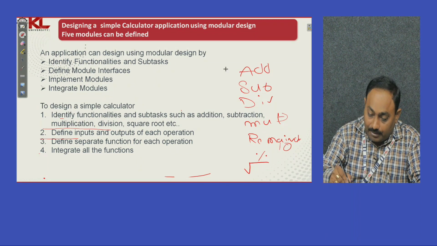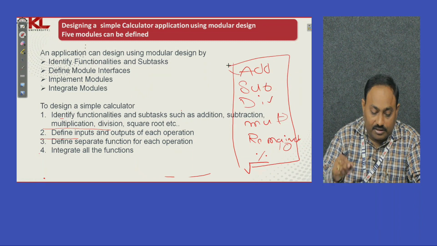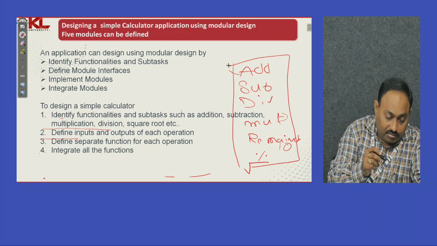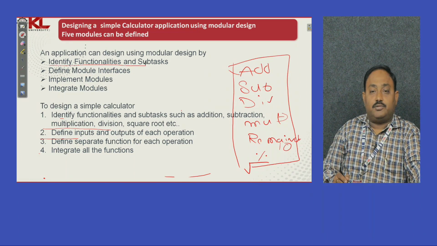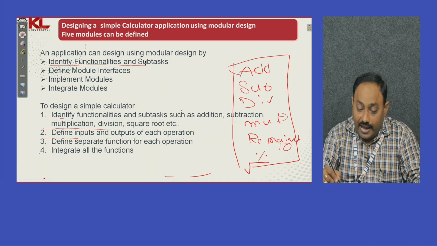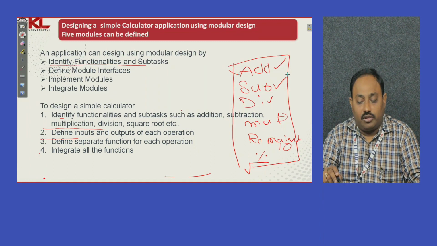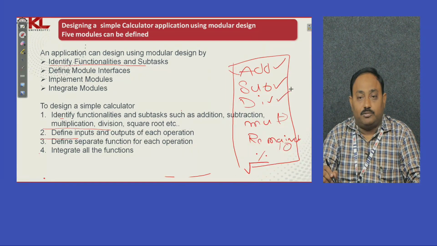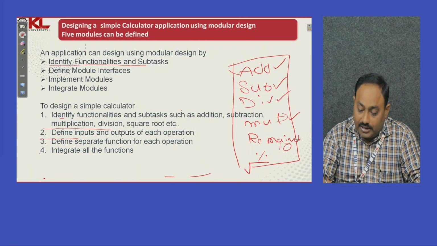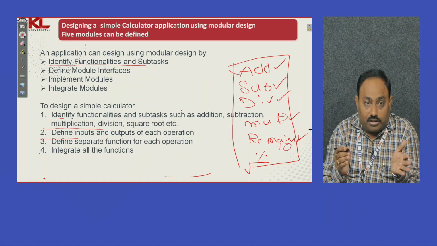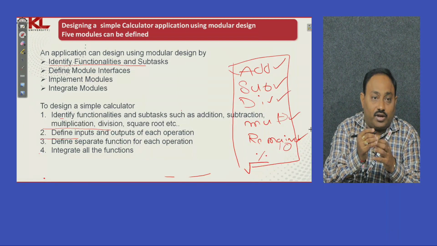So if we take an application like calculator, all the sub functions can be implemented as one module. The first step we have to do is to identify the functionalities and subtasks. That means addition is one of the subtasks in calculator, subtraction is one of the subtasks in calculator, division is one, multiplication is one, remainder is one of them, like that.